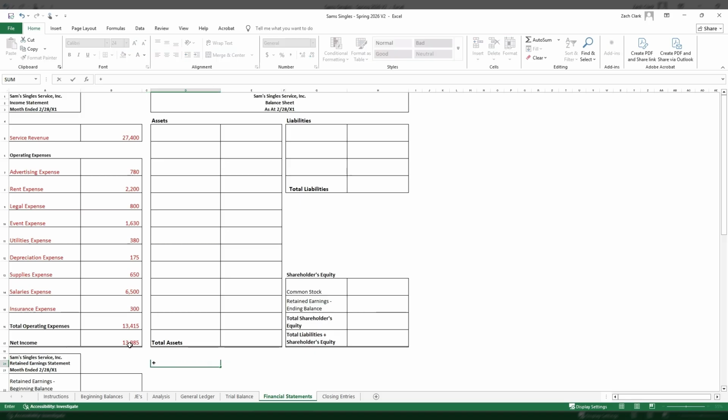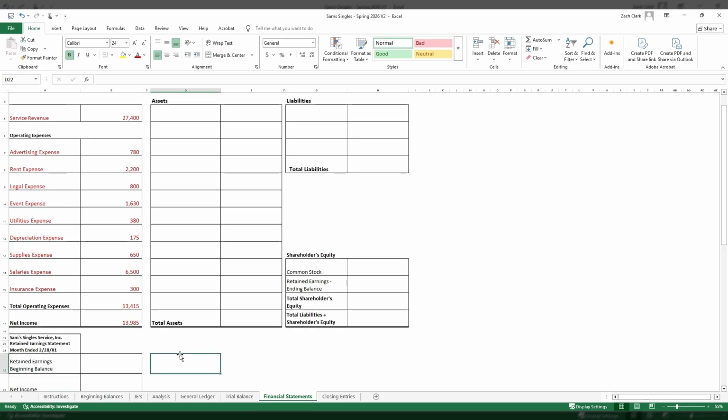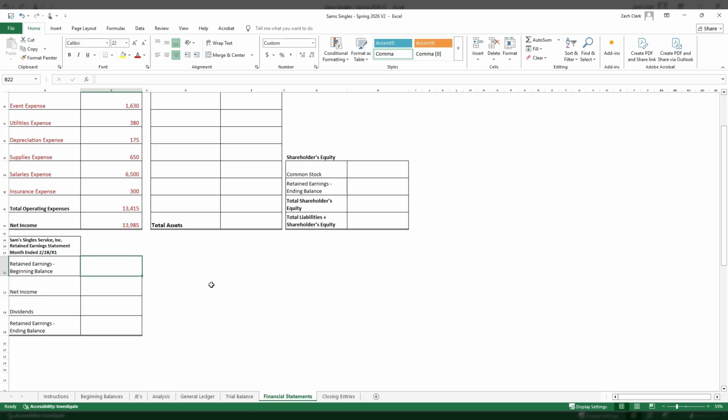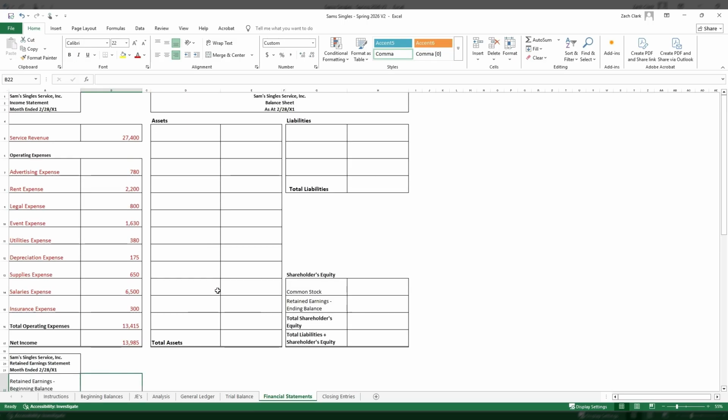Just out of curiosity, if we carried that out every month, that would mean that we would have earned as a business $167,820 for a year if we multiplied that by 12. So just kind of fun. This is a totally made up exercise, but perfect.